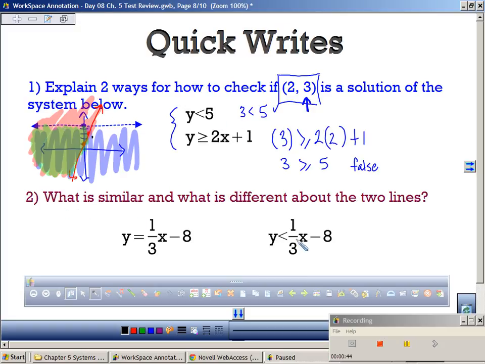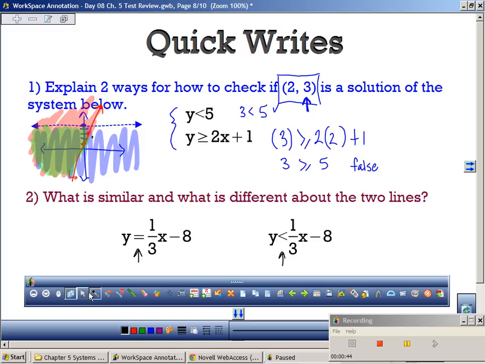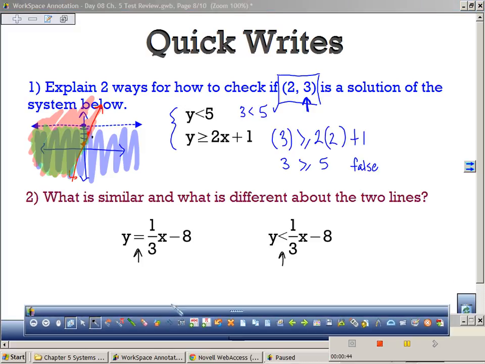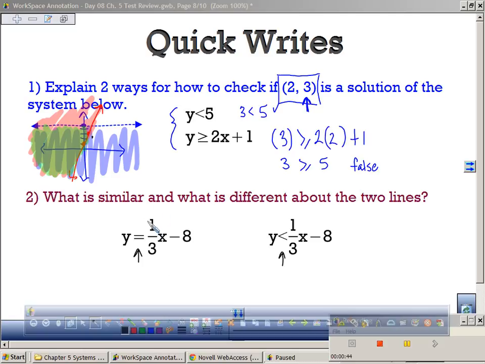What about this one? What is similar and what is different about the 2 lines? Anthony? Excellent. This one is an equation. This one is an inequality. What's something that's similar about them? Michael? The slope is the same, and the y-intercept is the same.